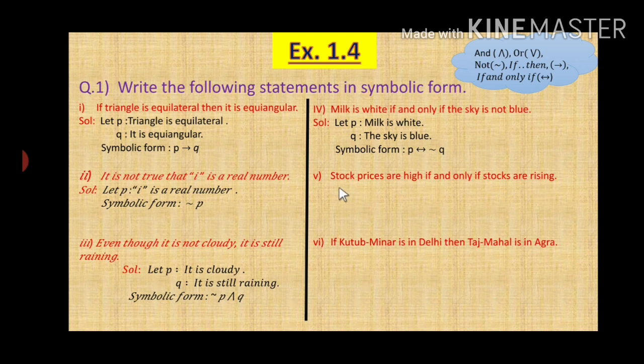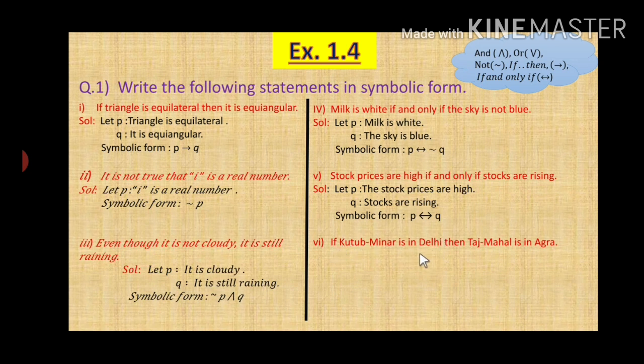Now this is very simple. The two statements are: stock prices are high, and stocks are rising. So let P be stock prices are high and let Q be stocks are rising. So the symbolic form will be P double implies Q. Simple. Now see the next one.